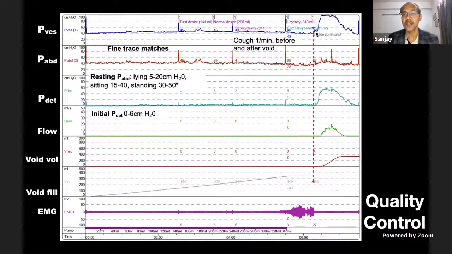The micturition command should be recorded either electronically or by a manual label. That's important because sometimes it's difficult to differentiate whether you're talking of a phasic contraction or a volitional void unless it's actually been labeled so.